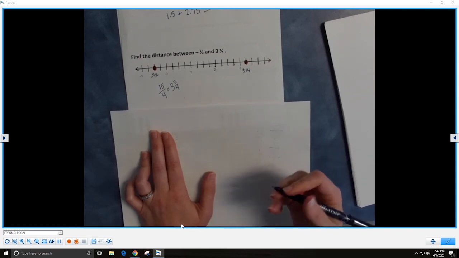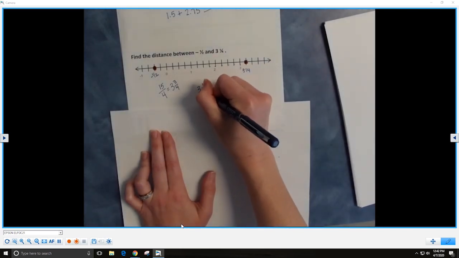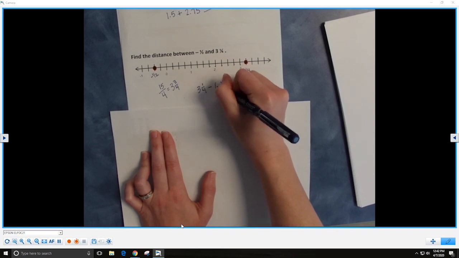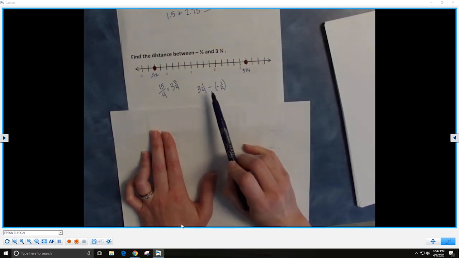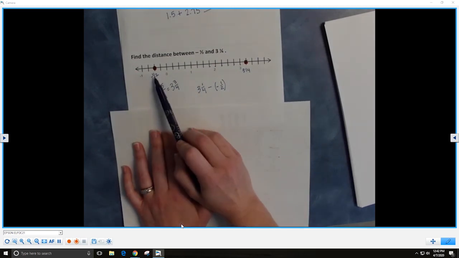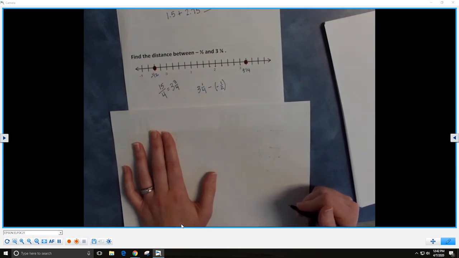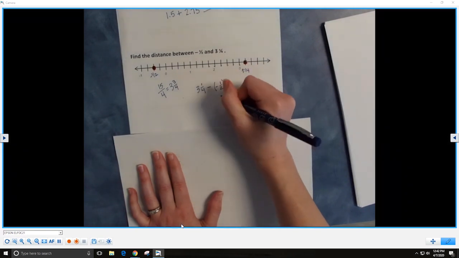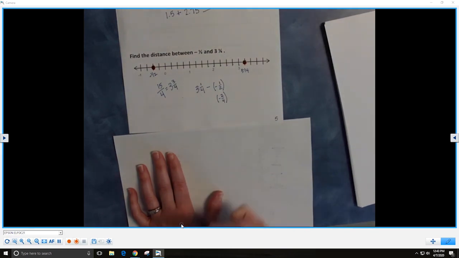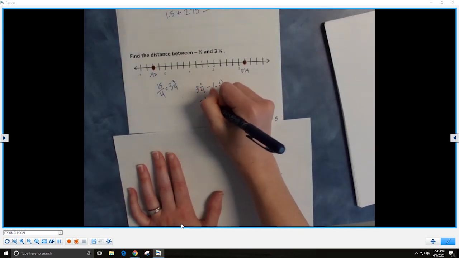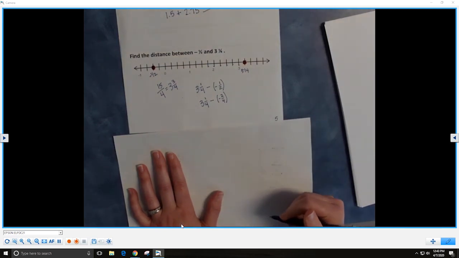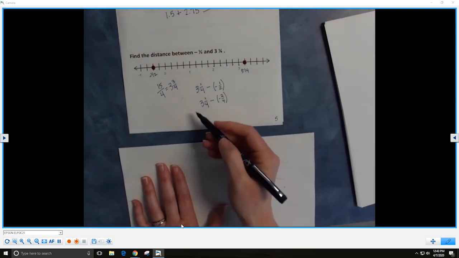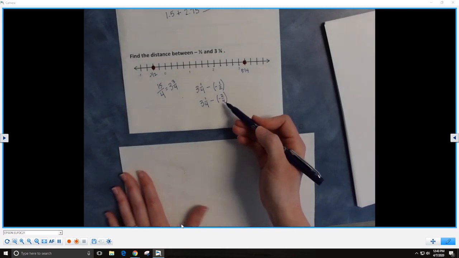3/4. We could also write ourselves an expression, 3 1/4 minus negative 1/2. Remember, when we're finding the distance, we use difference, which means subtract. So 3 1/4 take away negative 1/2. We will need to find a common denominator here. So for negative 1/2, we can rewrite that as negative 2/4. Negative 1/2 and negative 2/4 are the same thing. And so once we have our common denominator, 3 1/4 take away negative 2/4. Remember that this is what our new problem would look like once we have a common denominator.